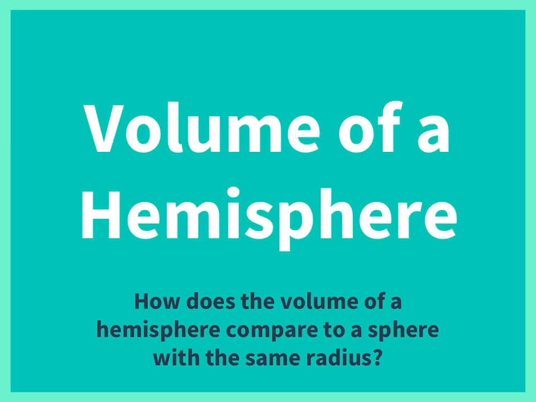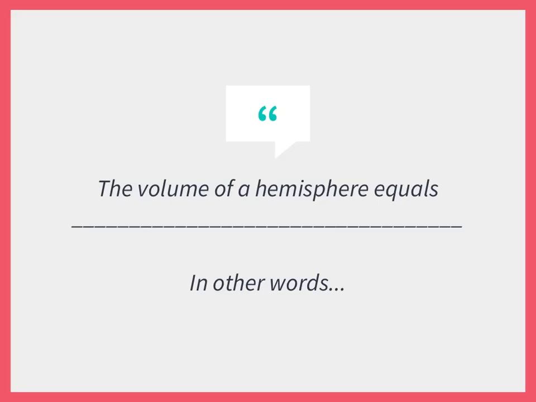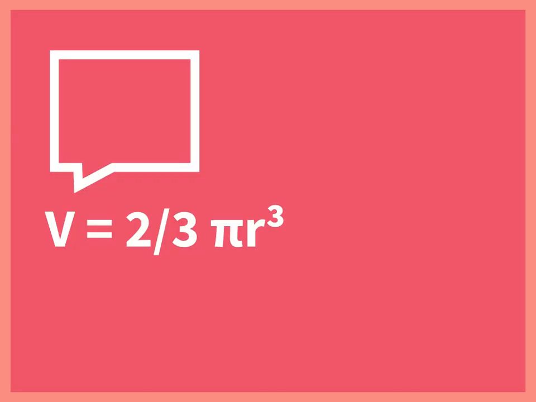So the volume of a hemisphere is just going to be half the volume of a sphere. So the volume of a hemisphere equals half the volume of a sphere. 4/3 pi r cubed was the volume of a sphere, so half of that is 2/3 pi r cubed. So this is the volume of the hemisphere.